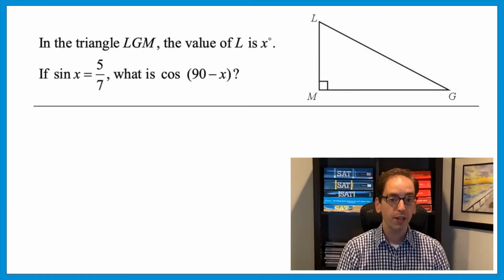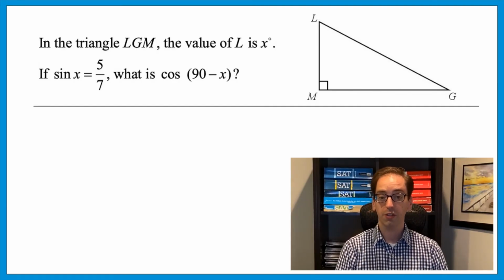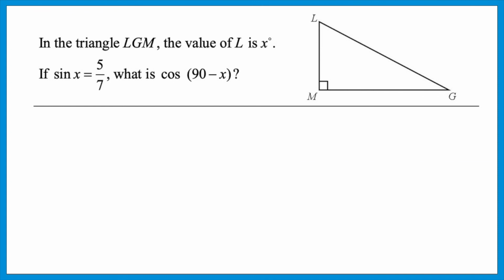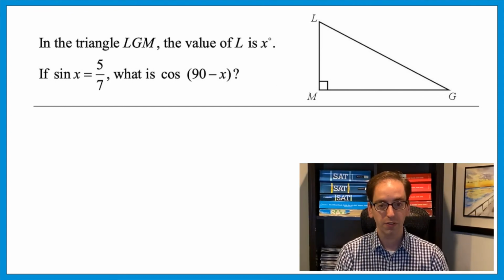In the triangle LGM, the value of L is x degrees. If the sine of x is 5 over 7, what is the cosine of 90 minus x? This one's a little harder. Press pause, give it a shot. What does it mean that the sine of x is 5 over 7?